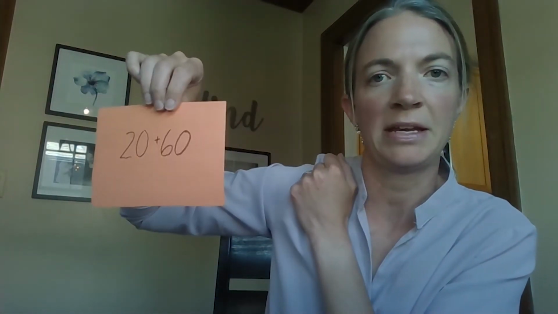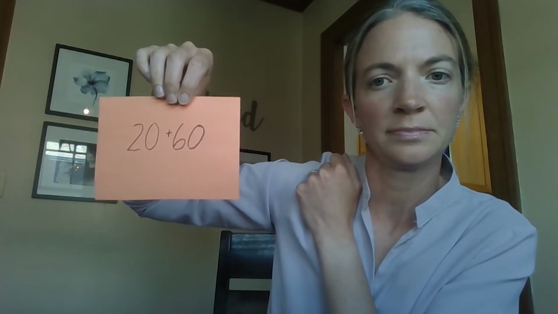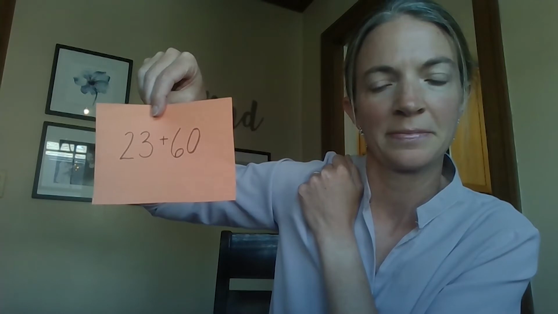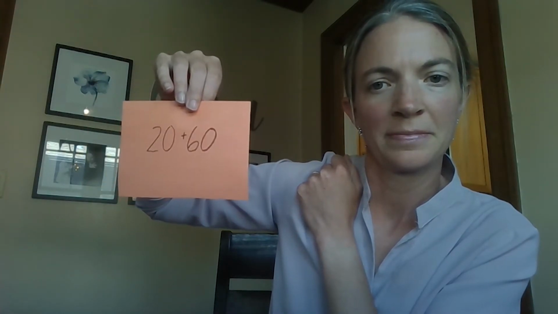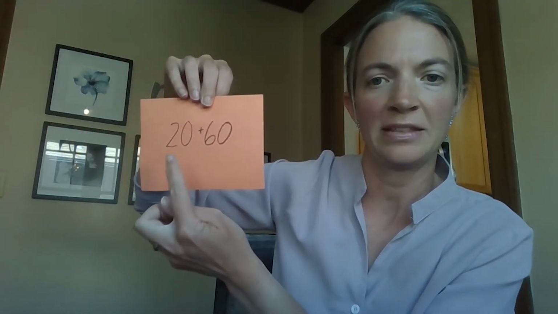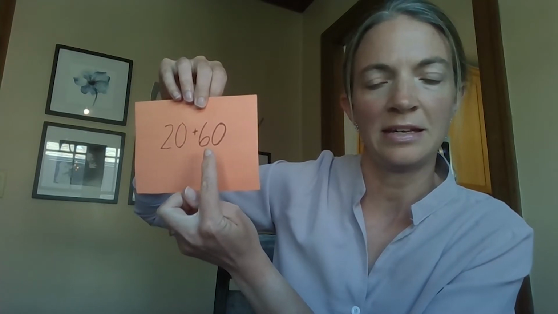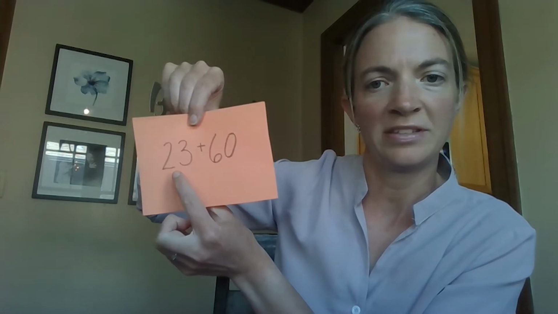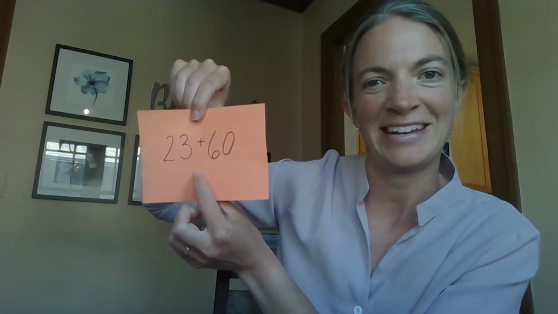Let's try one more. How many? And how many now? So we can count these. 10, 60, 70, 80. Here we still see that 80, but we have 3 more ones, which is 83. Awesome job, first graders.